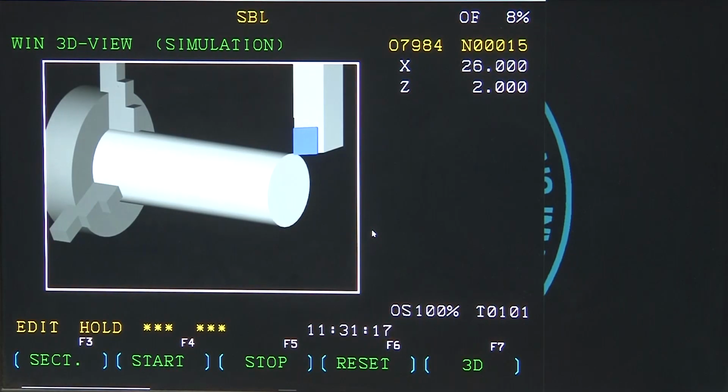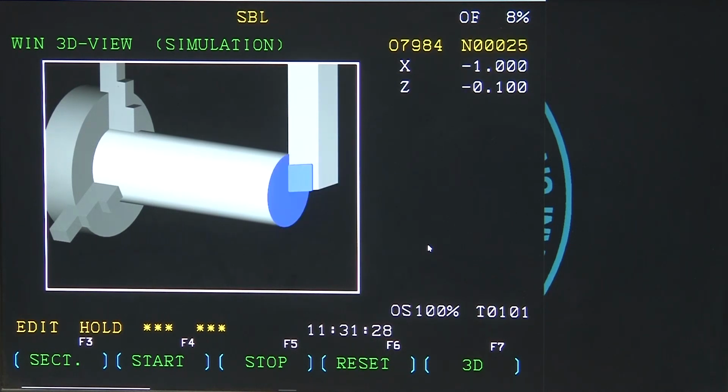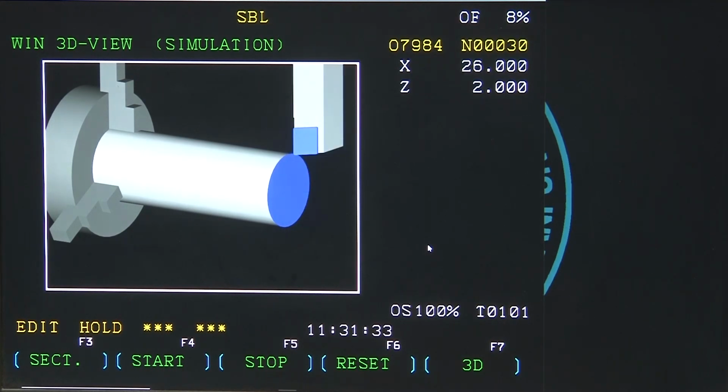You can see that this is in 3-dimensional. The tool is positioned just touching the workpiece. This is all according to the program. The program is made in such a way that the tool has to move from that point to the next point, and you can follow that according to the program. Okay. Next.